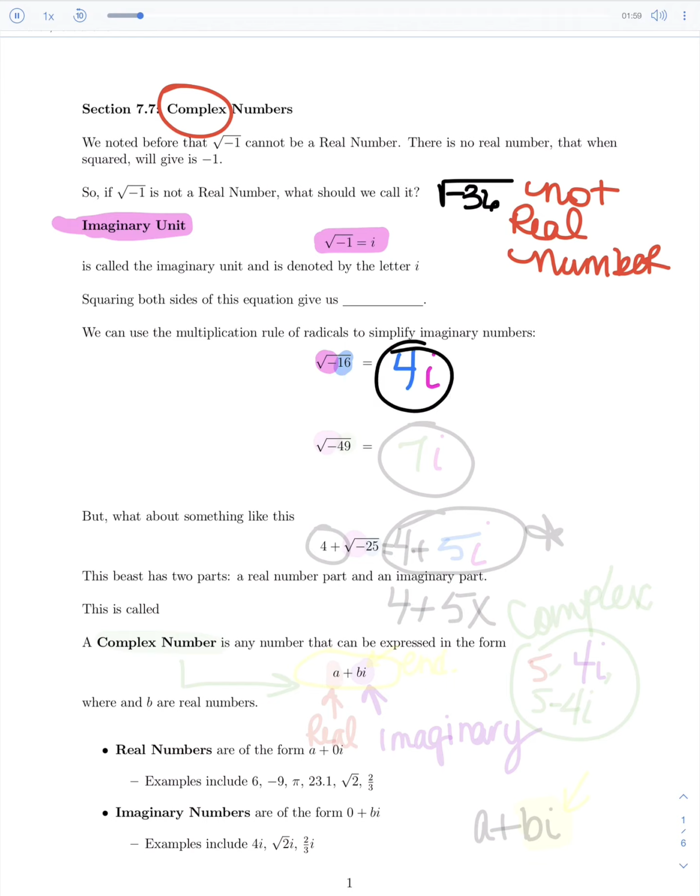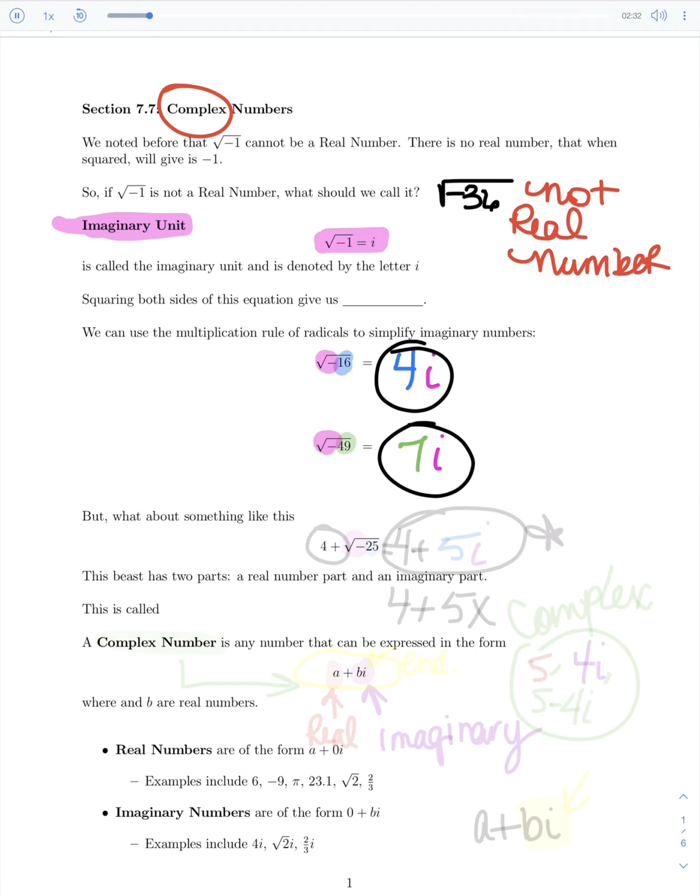Let's try another one. Let's look at the square root of -49. We do know that the square root of 49 just by itself is the number 7. But now we have a square root of a negative. Before we didn't know how to deal with it. Now we know that the negative underneath the square root will come out as an i. So our square root of -49 is 7i.